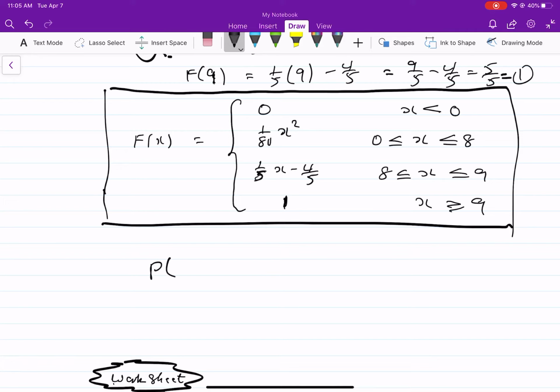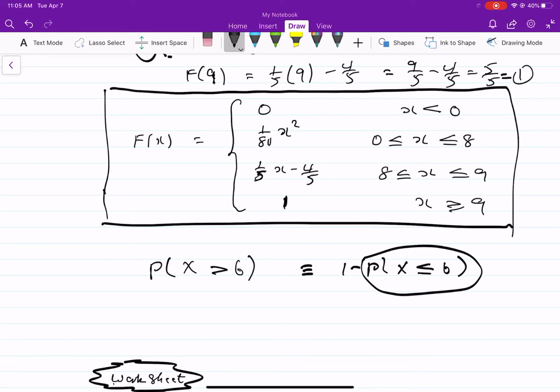They're asking for the probability that x exceeds 6. Well, big F of x doesn't give you the probability that x is greater than any value. It always gives you the probability that x is less than or equal to a certain value. So the probability that x is greater than 6 is equivalent to 1 minus the probability that x is less than or equal to 6. Guess what this is? This is big F of 6. So this becomes 1 minus big F of 6.